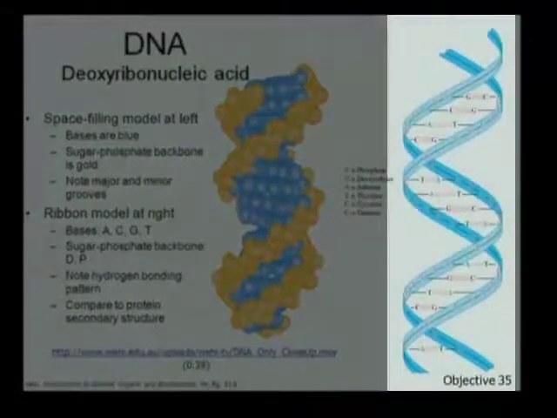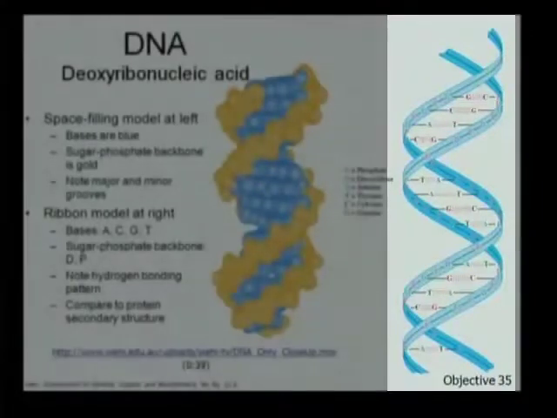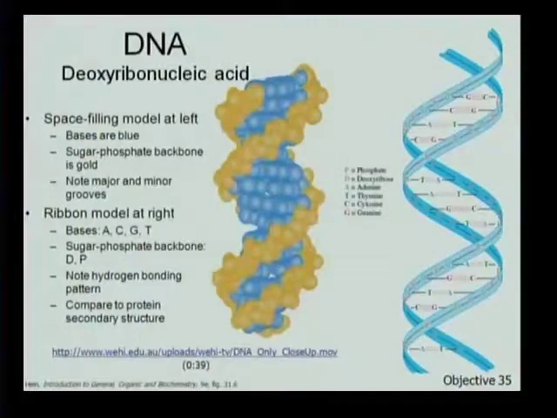On the right-hand side, we have a ribbon model of DNA, which helps us to see the base pairing a little bit better. Notice the presence of either 2 parallel rows of dotted lines showing the 2 hydrogen bonds between adenine and thymine, or 3 parallel rows of dotted lines showing the 3 hydrogen bonds between guanine and cytosine. The structure of DNA is shown in the attached movie.